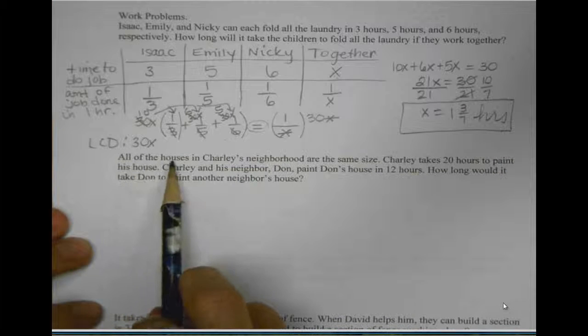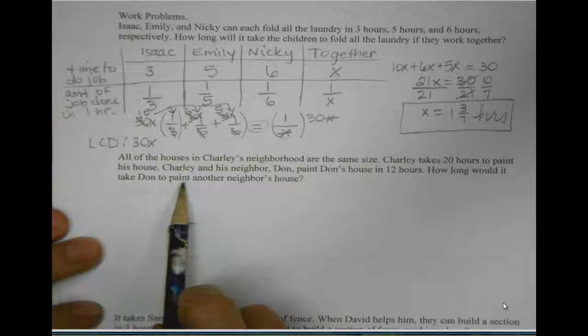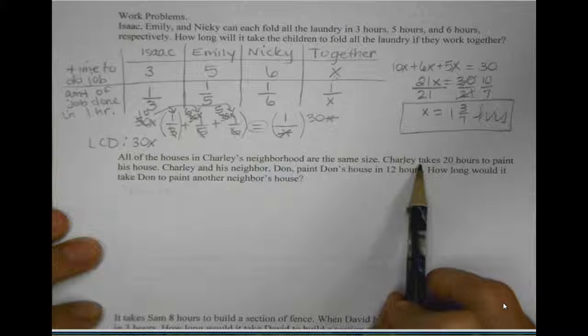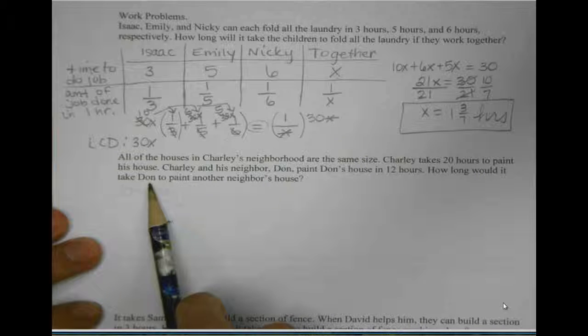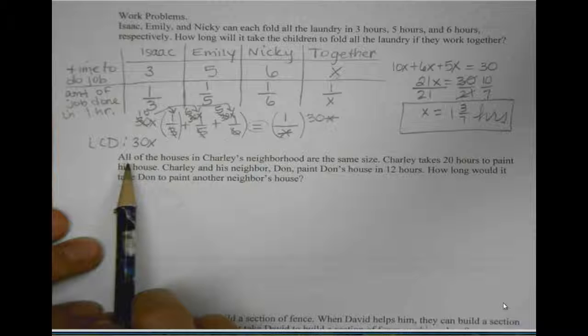I mentioned that this problem was a little bit different because we knew how long it took one person and we knew how long it took them working together, but we didn't know how long it took the other person. And I want to talk to you a little bit more about how this is written.